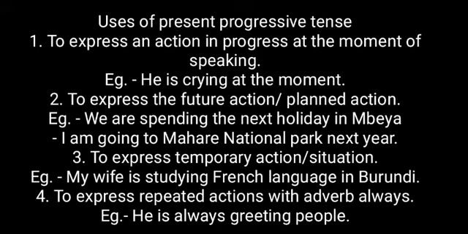Number 2, to express a future or planned action. It means that actions which are going to happen or are planned can be expressed by using this present progressive tense, but that action is going to happen in the coming time, in the next year, or in the coming days, or after 6 days, and whatever. Now, this tense can be used to express an action of that nature.